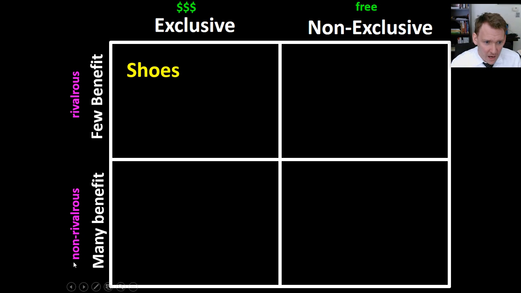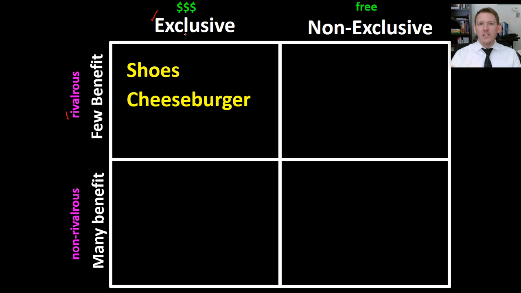Examples of exclusive and rivalrous goods are typically private goods. You can be excluded from using it based on the price, and only one person can use it at a time. Shoes are a perfect example. They are rivalrous, and they can be exclusive. A cheeseburger. You have to pay for that cheeseburger. If you don't have any money for the cheeseburger, you get no cheeseburger. Also, a cheeseburger can only benefit one person at a time.